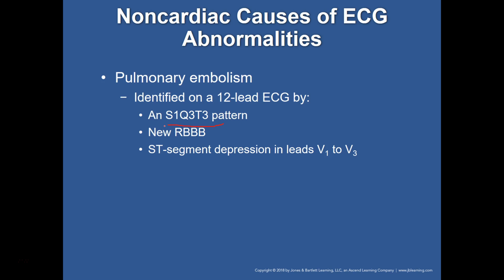The S1Q3T3 pattern. What you're going to identify is a deep S wave in lead 1, which takes care of our S1. Then you'll have a deep and narrow Q wave in lead 3. And then you'll also have T wave inversion in lead 3. These are our waves, and these are our leads. That's this pattern: S1, a deep S wave in lead 1; Q3, a deep and narrow Q wave in lead 3; and T3, T wave inversion in lead 3. Those are the things we look for in a PE. Also potentially a new bundle branch block, and you might see some ST segment depression in leads 1, 2, and 3.